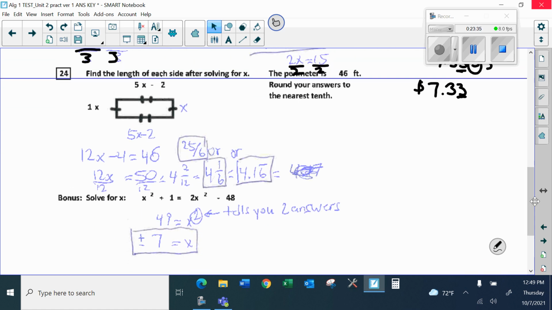24. Okay, it says find the length of each side. I haven't finished this problem yet. I just solved for x. Then I have to find the length of each side.